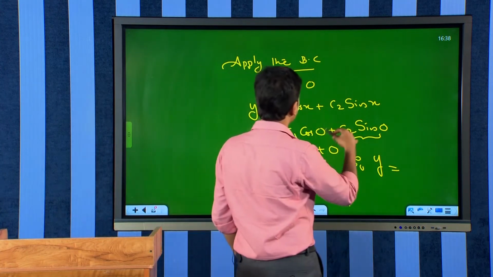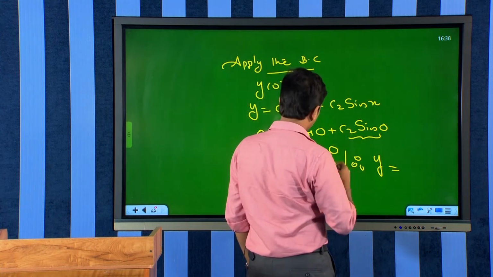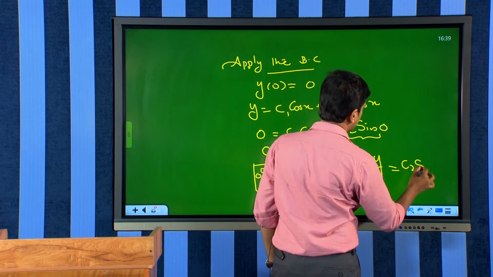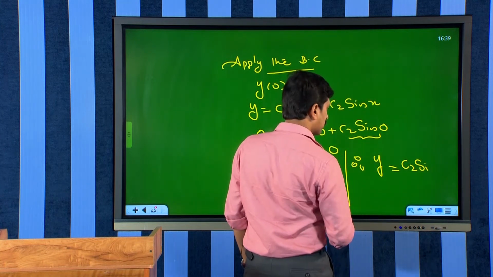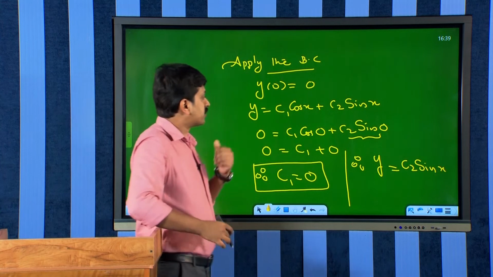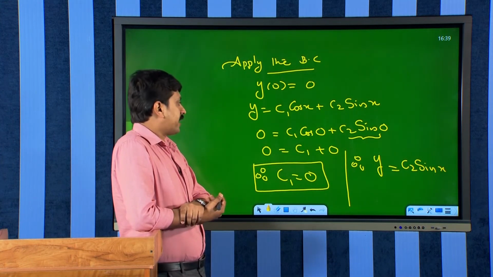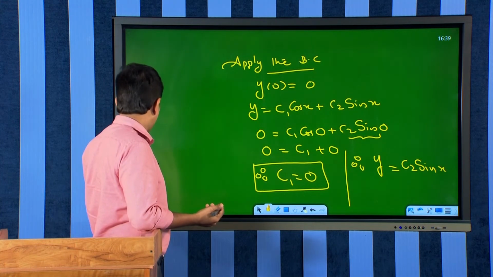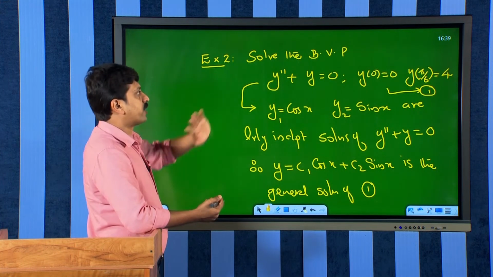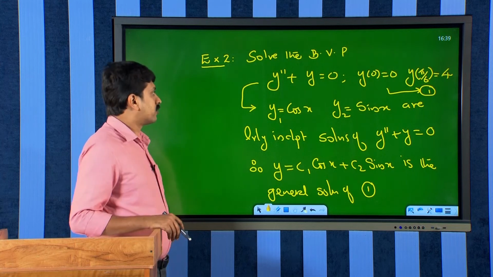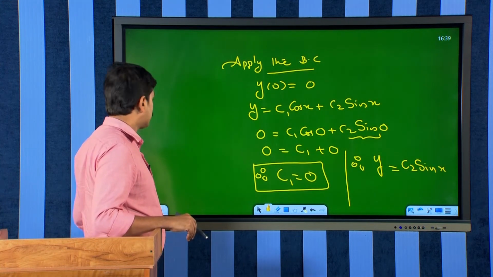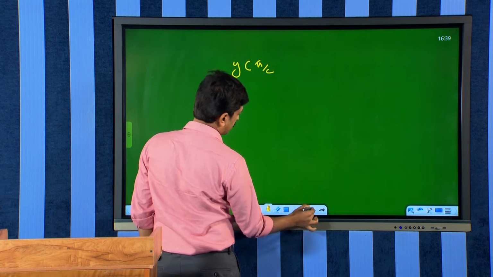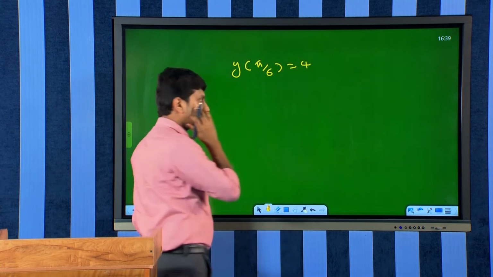In this context, only C1 is equal to 0, and C2 sin x remains. Y is equal to C2 sin x. Now we apply the next condition, that is y of pi by 6 is equal to 4. We have been given that y of pi by 6 is equal to 4.